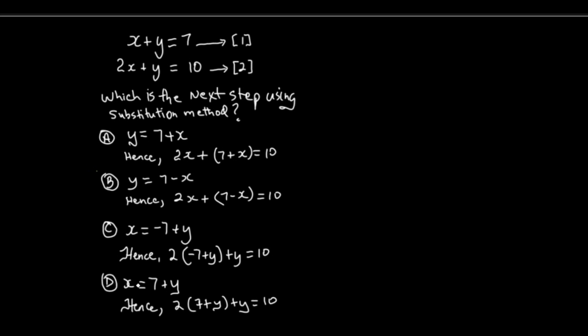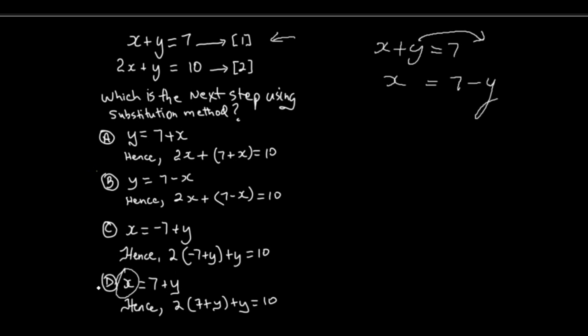Okay, we make x the subject, 7 plus y, and let's look at equation 1. x plus y equals 7. We can clearly see that they made x the subject, so let's make x the subject, and we're going to transpose the plus y, so x is equal to 7 minus y.